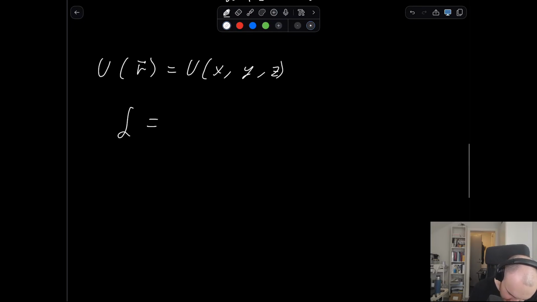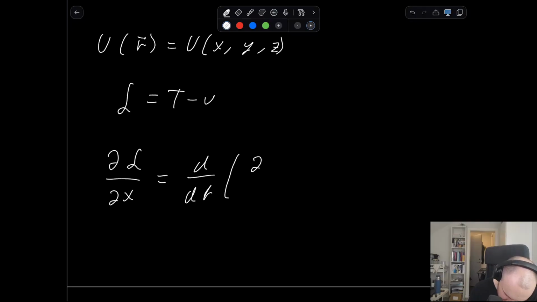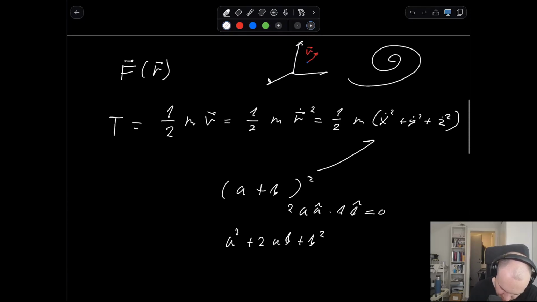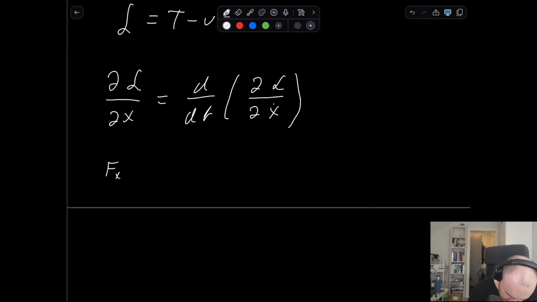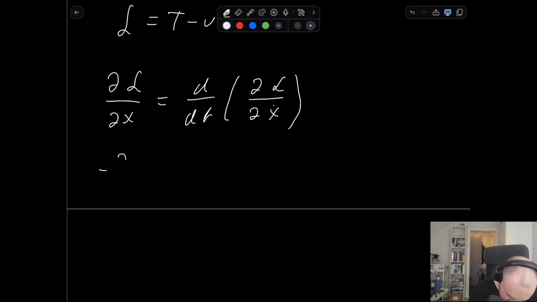as stated, was defined as T minus U. So if I now do partial Lagrangian in terms of x, d over dt, and then partial Lagrangian in terms of x dot, right? If I do that, you could see that partial Lagrangian in terms of x will just be from the position. So that's just a force, because I could just write it so it makes more sense, but it is minus partial U in terms of x, and then I get d over dt.